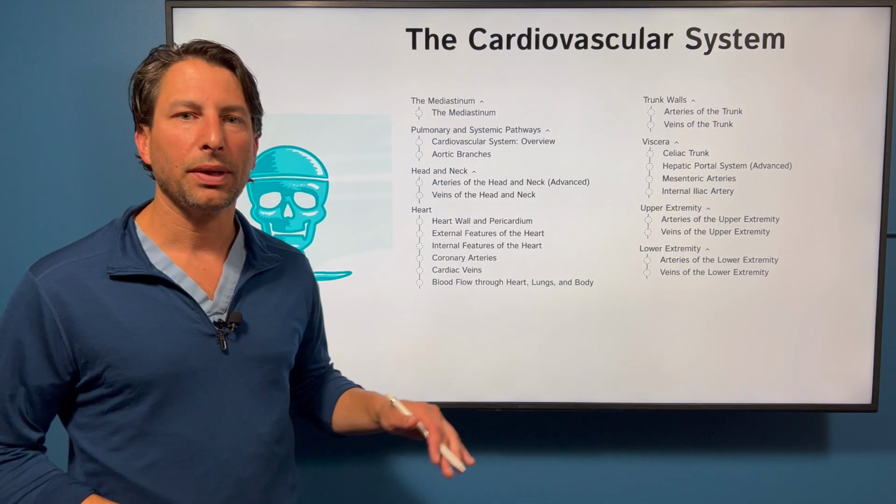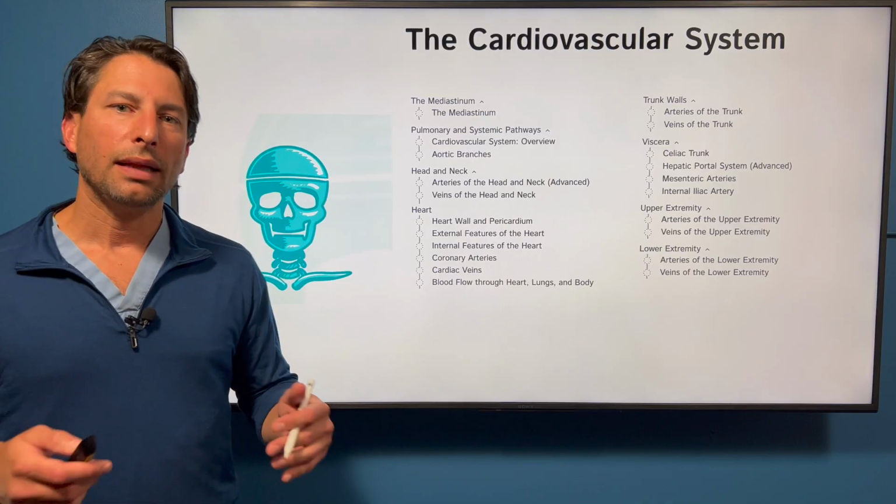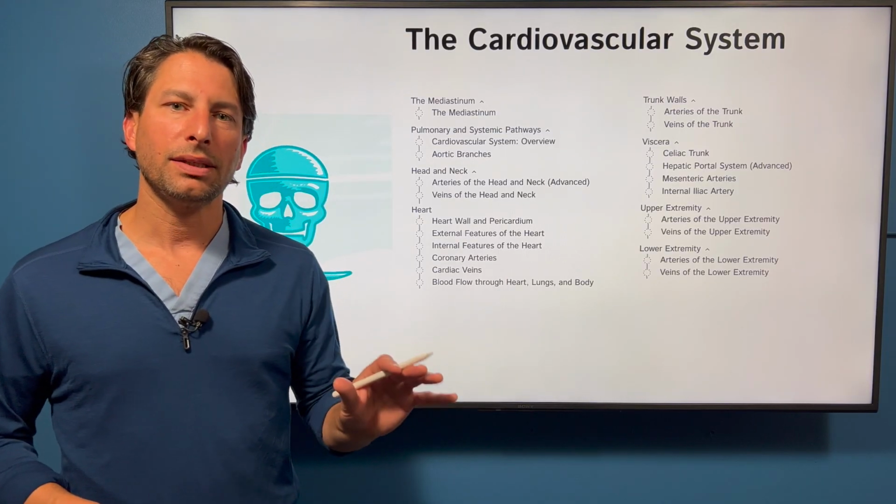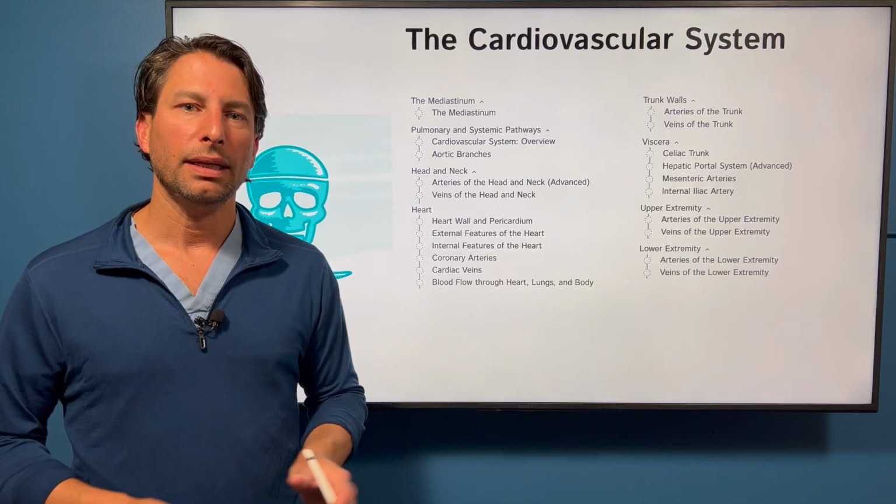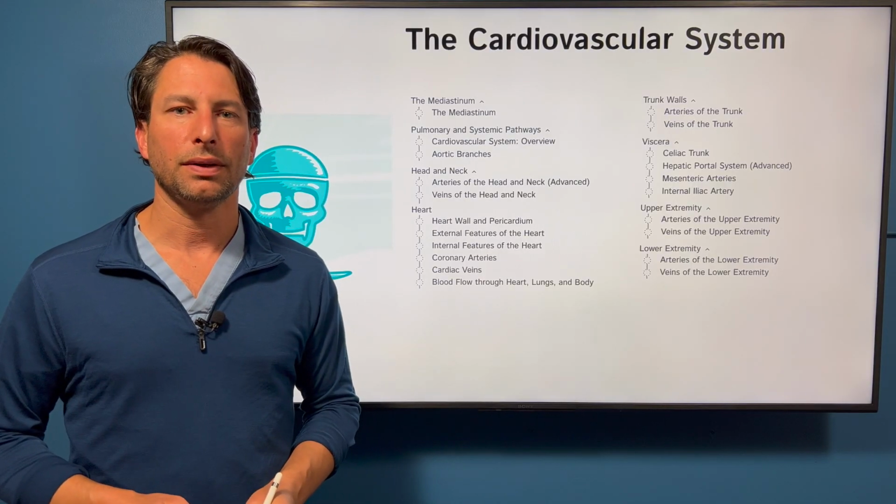So that's our gross anatomy of the cardiovascular system. A lot of details there, but if you pay attention to those primary tributaries, then the branches just become details that you can learn over time.